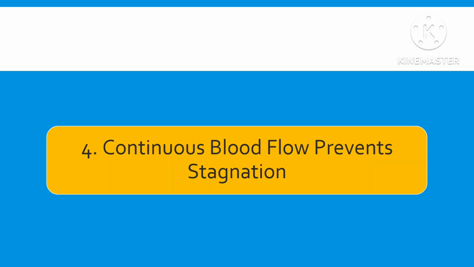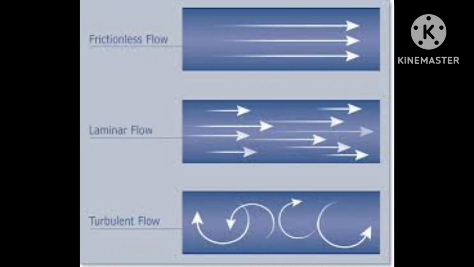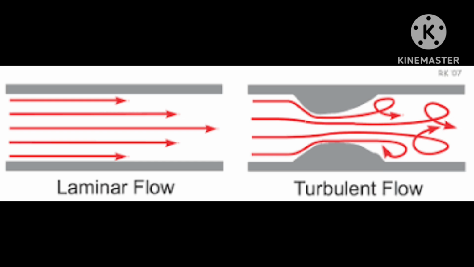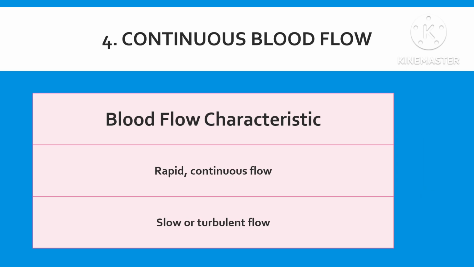Normal blood flow is laminar, meaning it moves smoothly in parallel layers with minimum resistance. This is crucial for preventing thrombosis, as laminar flow keeps the platelets and clotting factors evenly distributed, reducing the risk of clot formation. Also, it reduces mechanical stress on the blood vessels, preventing endothelial injury that could trigger clotting.